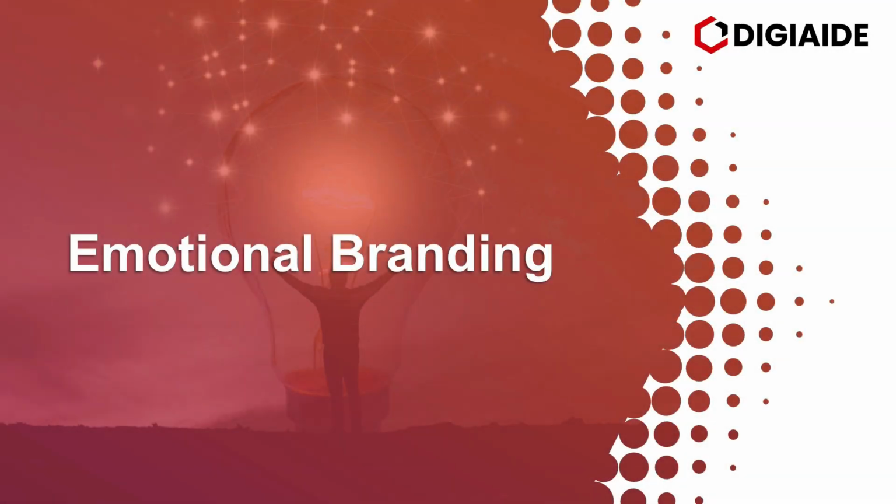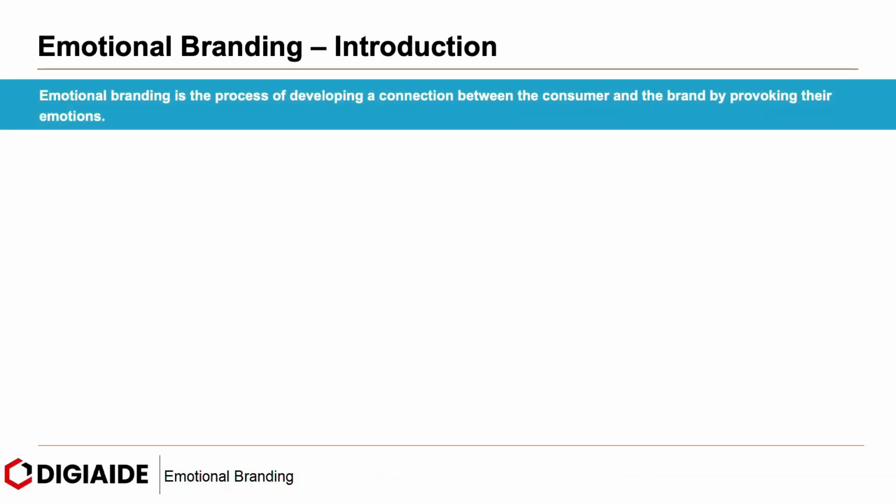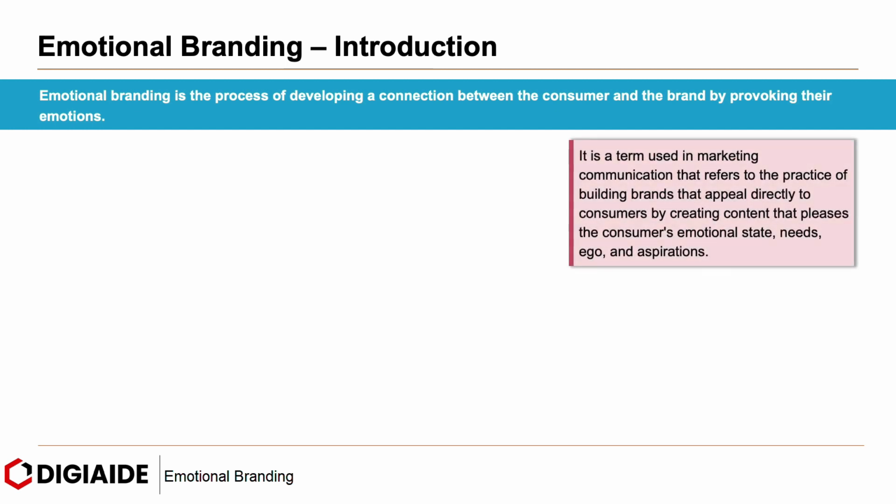In this video, we are going to cover the topic on emotional branding. Let's start with the introduction. Emotional branding is the process of developing a connection between the brand and consumer by provoking the emotions. It is a term used in marketing communication that refers to the practice of building brands that appeal directly to the consumers by creating content that pleases the consumer's emotional state, needs, egos, and aspirations.